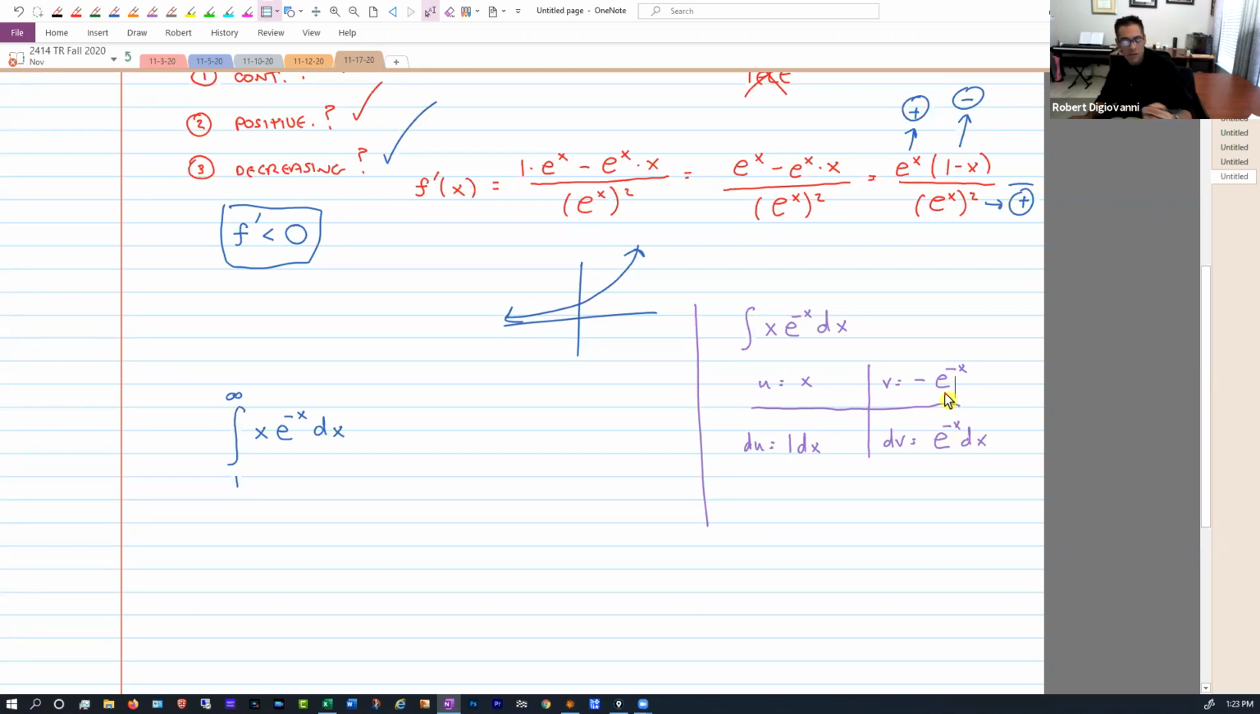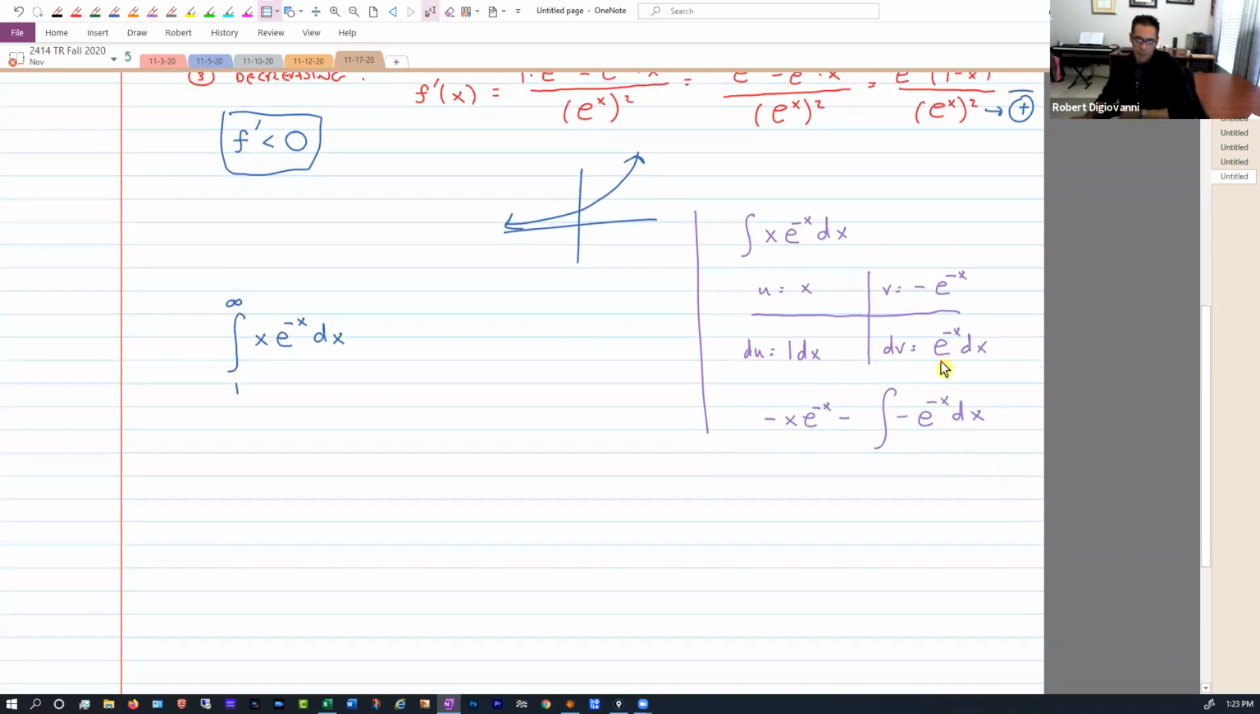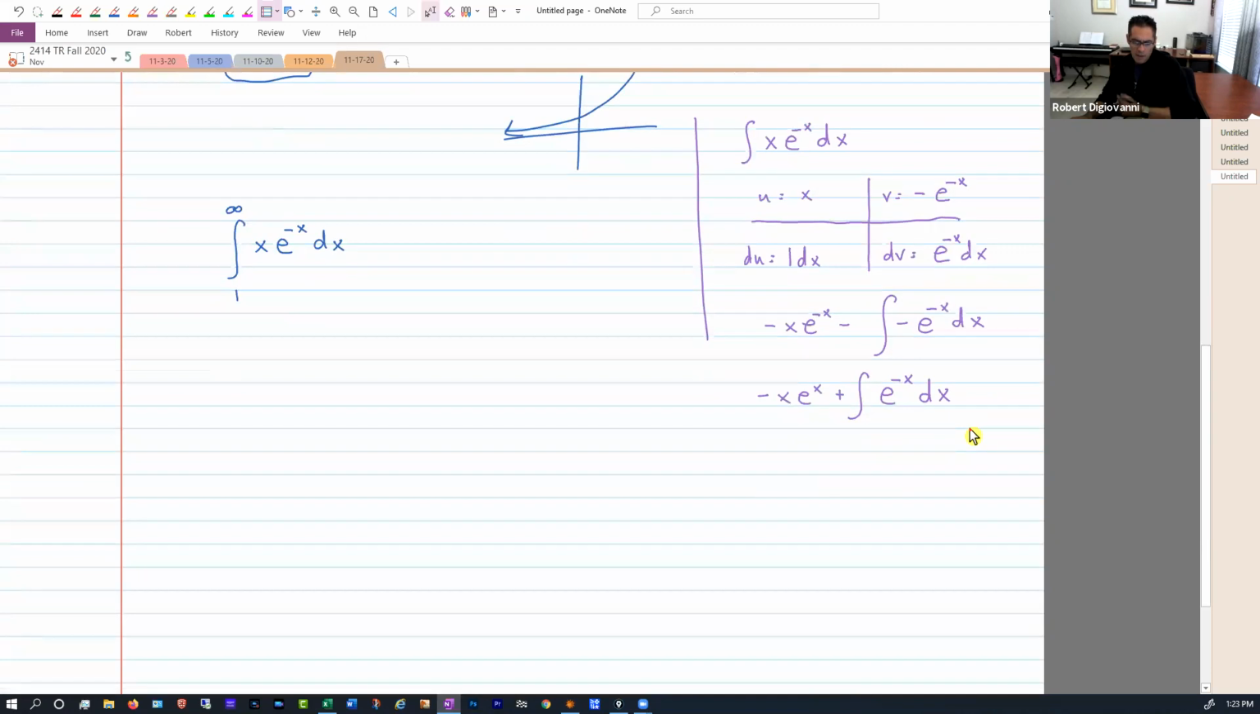And now my answer should just be ultraviolet minus voodoo. So I'm going to do ultraviolet. Here's ultraviolet. Minus the integral of voodoo. And voodoo is going to give me another negative. I'll just do it in here. Negative e to the negative x dx. So that's your voodoo right there. This becomes negative x e to the negative x plus integral e to the negative x dx. So I just move that negative out here. And then let's find that antiderivative, which would just be, again, negative e to the negative x plus c.